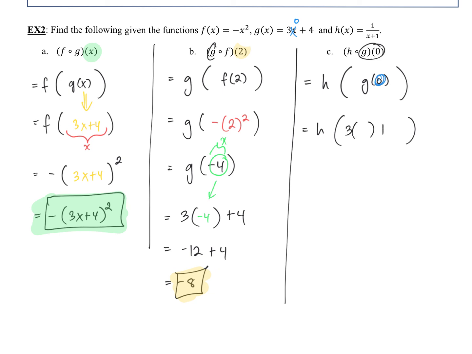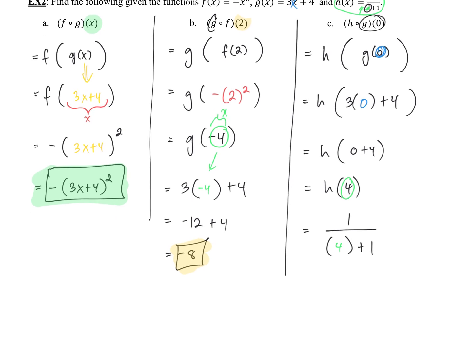So that'll be 3 times 0 plus 4. So that'll be h of 3 times 0 plus 4. Simplifying, h of 4. All right, so now we're told we want to find h of 4. So where's h? h is right here. And we're going to replace the x with 4. So that'll equal 1 over, and we're replacing the x value with 4, plus 1. And simplifying, we have 1 over 5. And we're done.